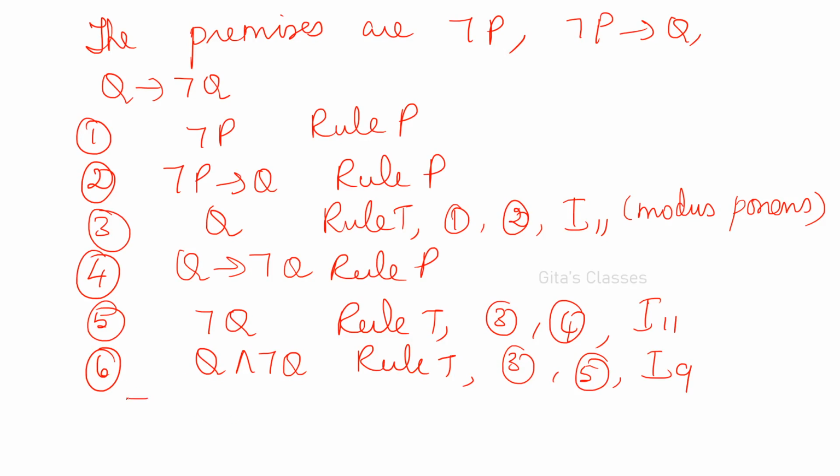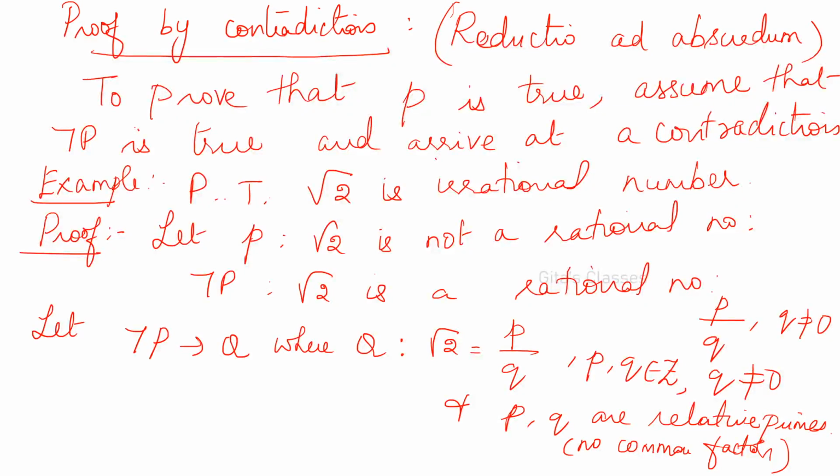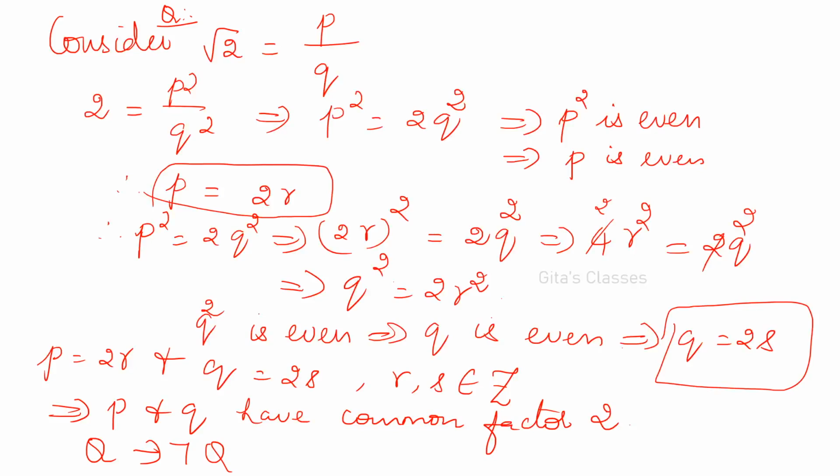Therefore, not P is not correct. Therefore, P is true. This is the conclusion. Okay. What is our P? Root 2 is not a rational number. So P is true. We have taken not P and we have arrived at a contradiction.